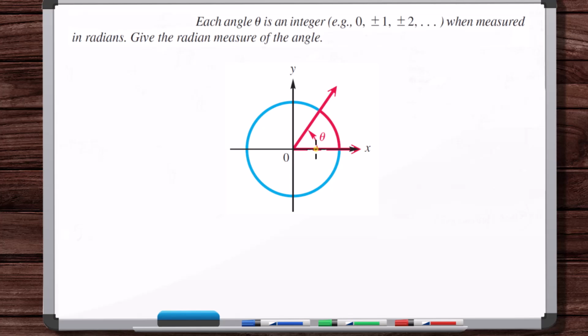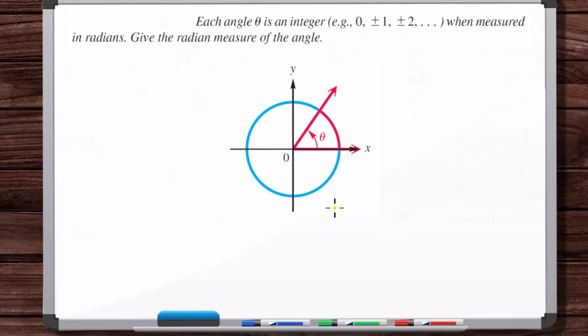If theta is going to be an integer, then let's think about this. Going from 0 to 2 pi, how many integers are there? Pi is 3.14, so 2 times 3.14 is 6 point something. So there's 6 integer values going from 0 to 2 pi: you have 1 radian, 2 radians, 3 radians, 4 radians, 5 radians, 6 radians.